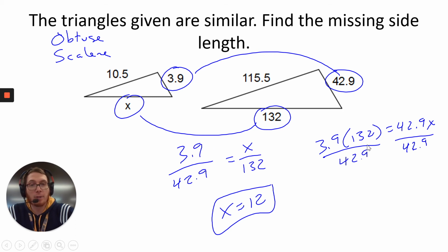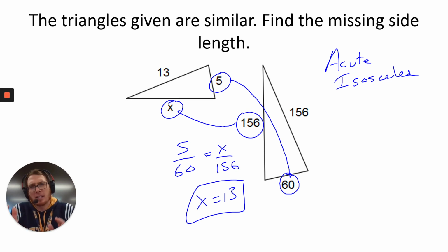I showed the cross multiplying on this one as opposed to some of the others. 3.9 times 132 equals 42.9 times x. I'm going to find that number and then get x by itself by dividing by the coefficient, 42.9. Okay, that idea should get more and more routine and automatic. Cross multiply and then divide to find your answer. And you should get an answer of x equals 12 for that similar triangle.